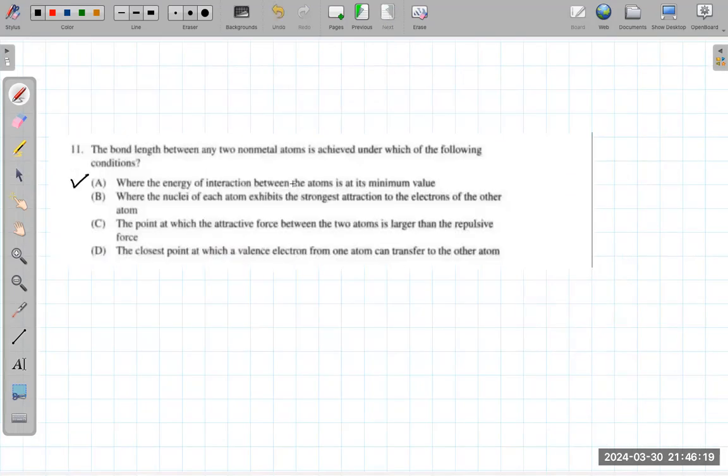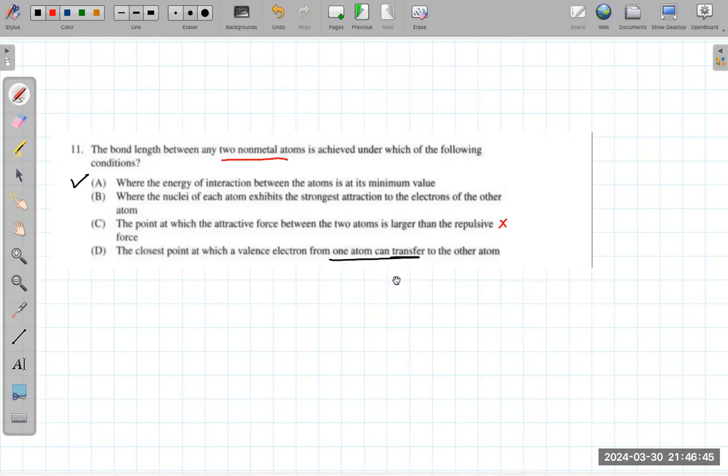Actually, I didn't see that B is that much wrong, but that's how he is stating that this is going to be the answer. Of course, that one I have excluded because there is no transfer, because he already said here that these are non-metals. And the point at which attractive forces are larger than the repulsive forces, of course, this is also wrong, otherwise the nuclei will hit each other.